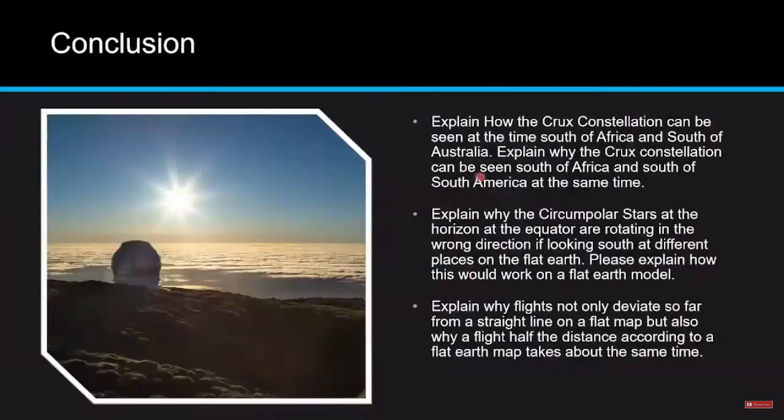So those are my three questions. How can the Crux constellation be seen at the same time in Africa and south of Australia, both looking south in different directions according to their model? Why are the circumpolar stars at the horizon at the equator rotating in the wrong direction if looking south in different places on the flat Earth? Why does that happen? Why do flights deviate so far from a straight line? But also, why does half the distance, according to the flat Earth map, take the same time? They're going to have to answer that question. And that's the questions I have for them. Thank you.